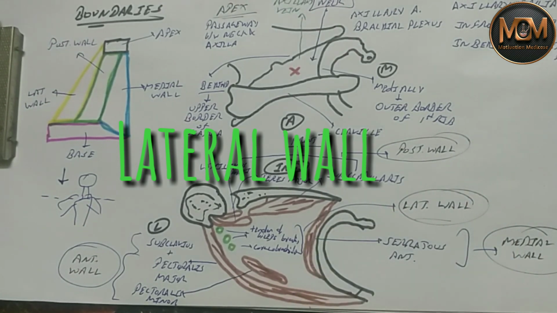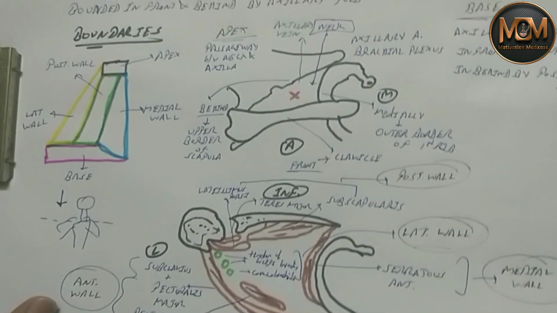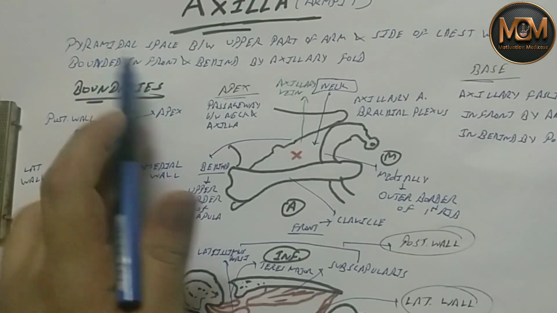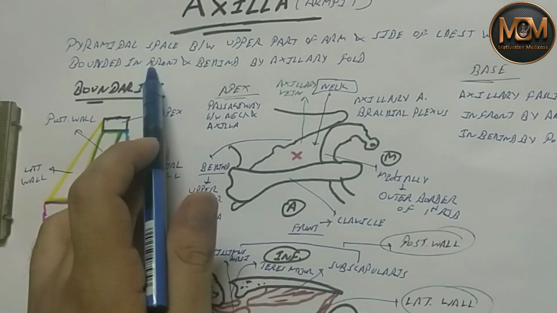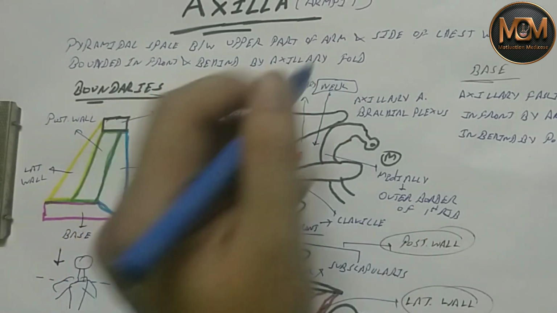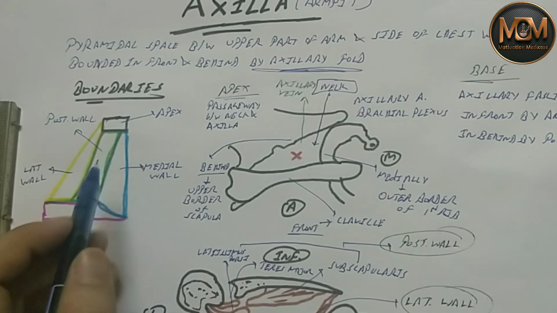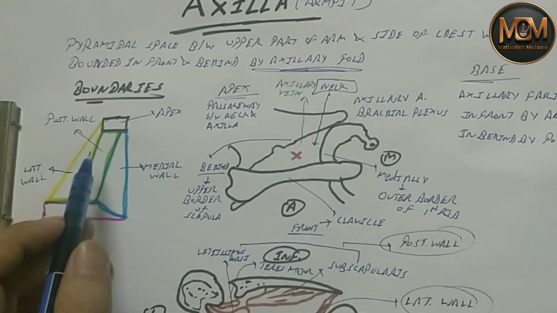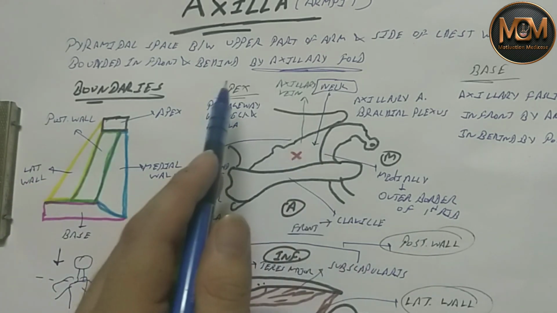So these are the boundaries of the axilla. See, so first we'll revise now. What is axilla? It is a pyramidal space between the upper part of the arm and the side of the chest wall, which is bounded in front and behind by the axillary fold. You should understand that by the axillary fold boundaries we have drawn the pyramid, so that we will be able to understand the walls. Then we draw the apex.